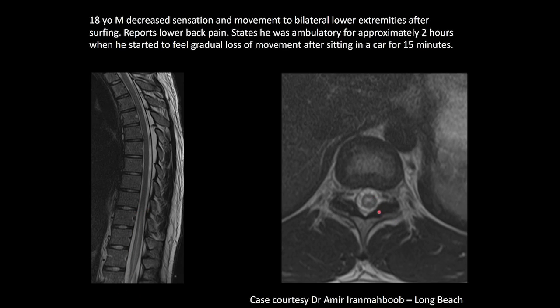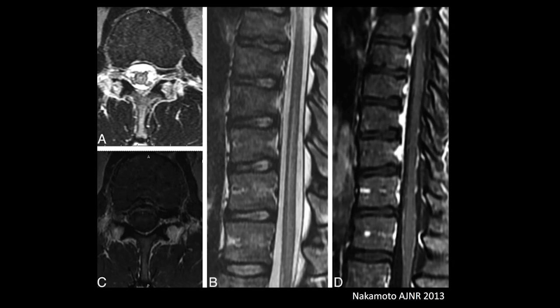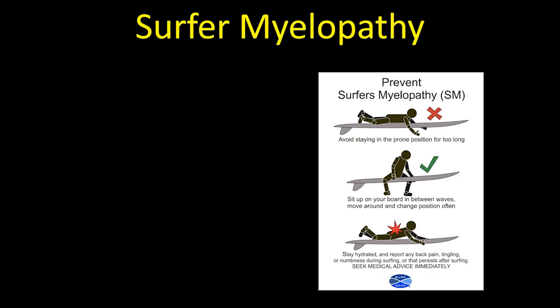On the axial view, you see here the typical abnormal signal intensity of the lower spinal cord, and diffusion is done, which shows very well how there is diffusion restriction of the same region. This is another example from the literature in which we see the same particular appearance, and the diagnosis in this case is surfer myelopathy, which is a kind of anterior spinal cord infarct.